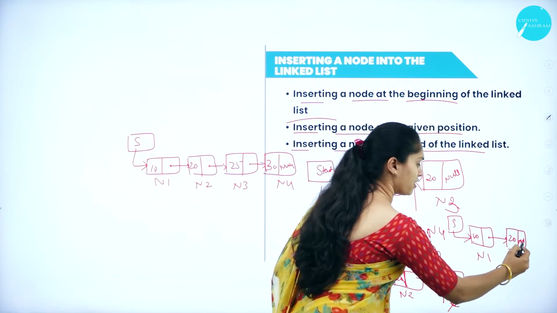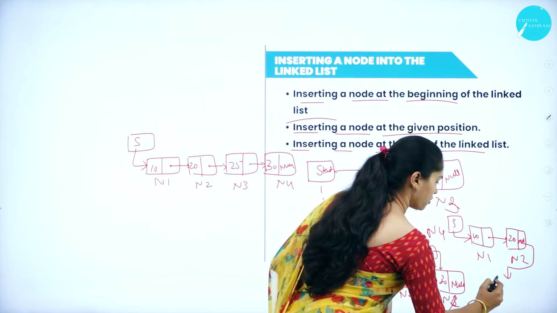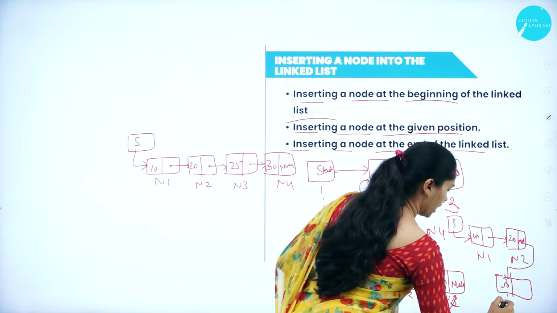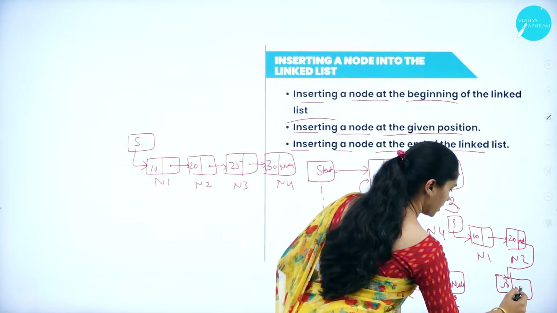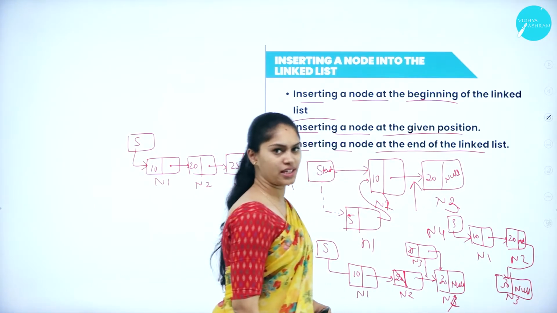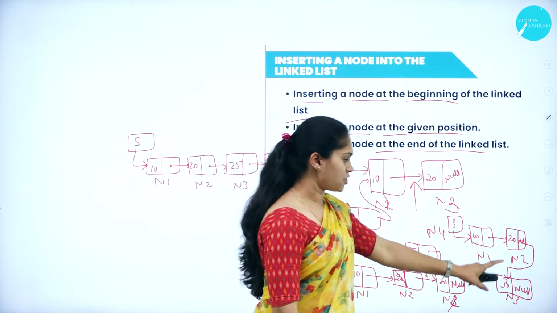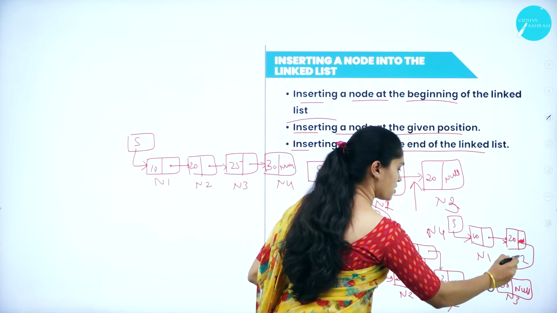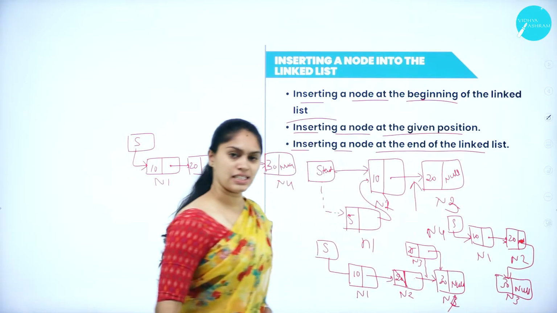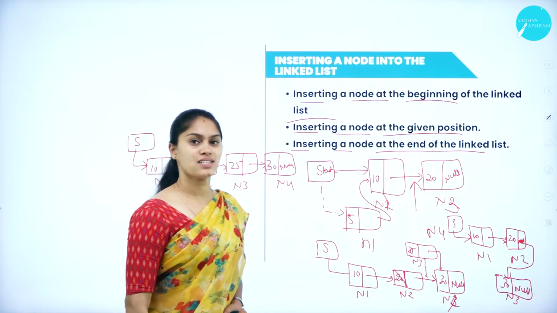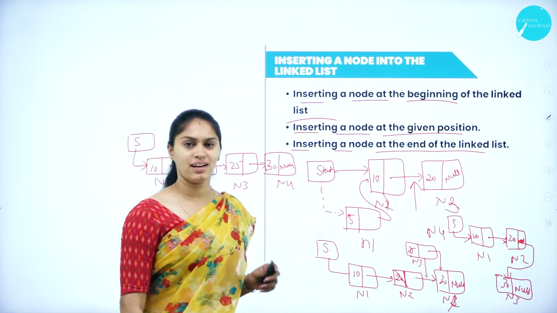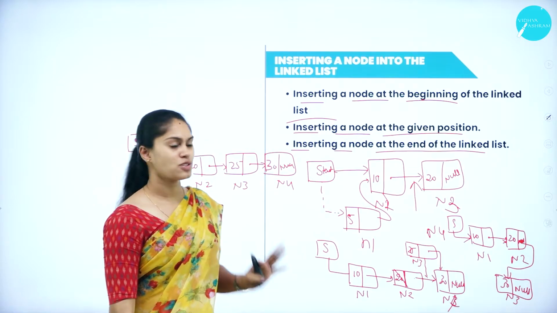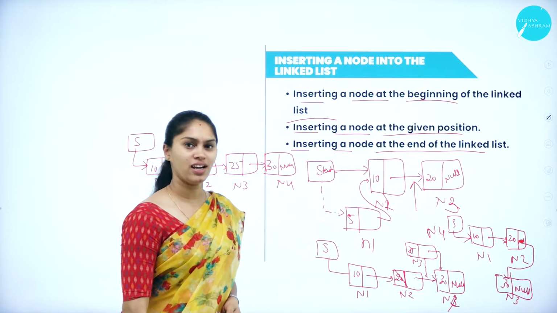So instead of having this null, I am going to create one new node called N3. That will hold information, and the link of node 3 will be null instead of the null of this second node. So this will point to node 3. Node 3 will have the link as null. That indicates it will be the last node of the linked list. So these are the possible scenarios of inserting a new node into the linked list.